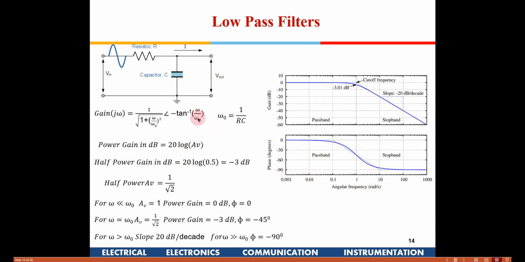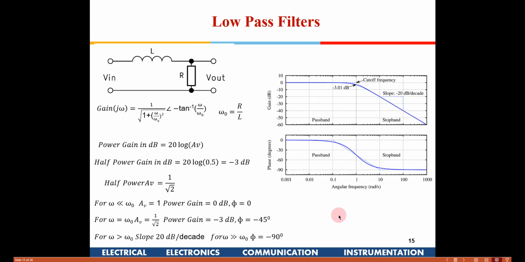And for omega equal to omega 0, it will be -1, so it will be -45 degrees at the cutoff frequency. If you see here, it will be -45 here. So this curve is 0 for low frequencies, and then it goes down at 20 dB per decade. Okay, so that is the change with respect to the high pass filters.